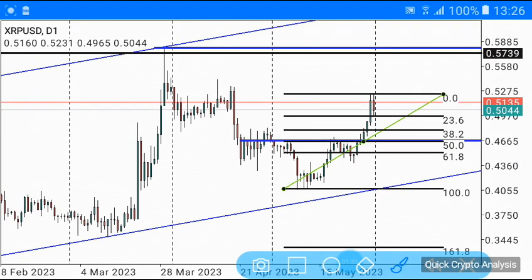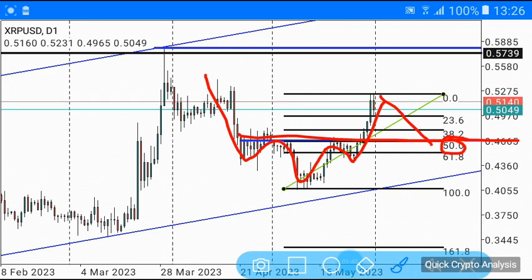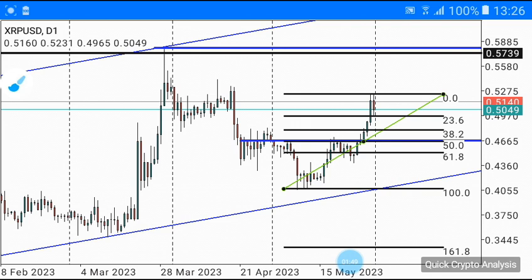We can see that the neckline, which is over here, of this inverted head and shoulders pattern, we could say aligns with the 50% Fibonacci retracement level, and that should price from where it is come back to that level, indeed, we should be looking for those potential buying opportunities. That is because we have confluence, guys.